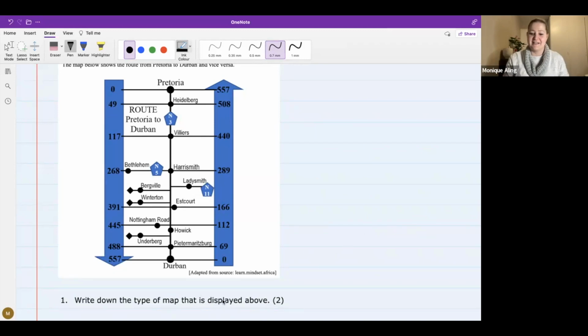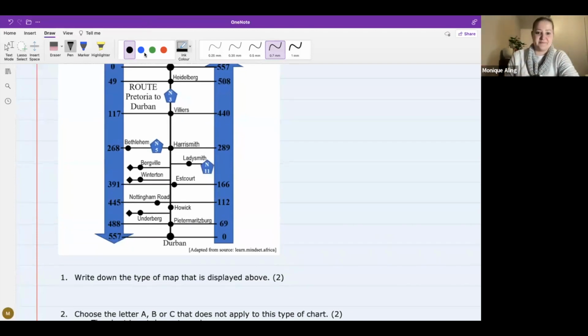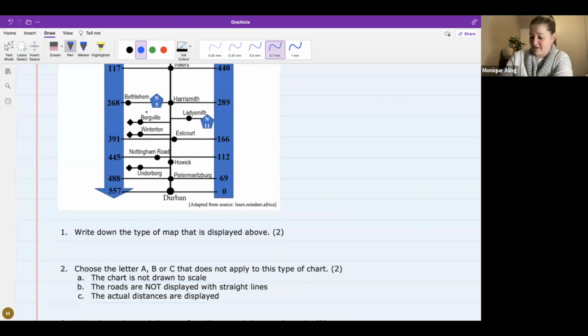You could drop your answer in chat, or you could talk to us. We are open to both options. There we go. We're getting some options. Yes, a strip map or strip route map. Okay, so please guys know this. This is a very common map in the matric papers. Strip route map.